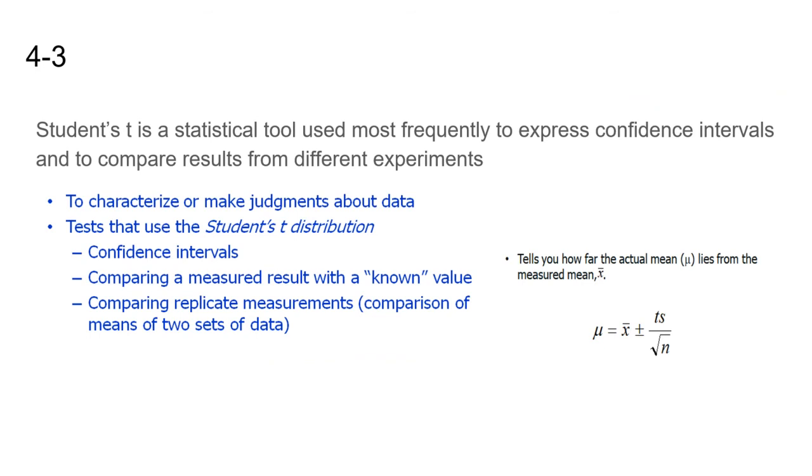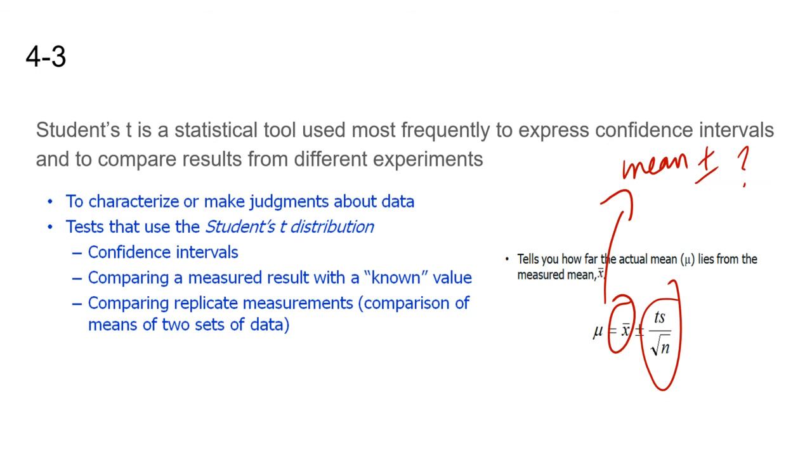And then 4.3, Student's t, a statistical tool used most frequently to express confidence intervals and to compare results from different experiments. You're going to use it to characterize or make judgments about the data. It covers the use of the Student's t-distribution for confidence intervals, comparing a measured result with a known value, comparing replicate measurements, and comparison of means of two sets of data. Usually in a confidence interval, you're going to have two things. The first one is your mean, and then this part right here, which you're a bit uncertain of.